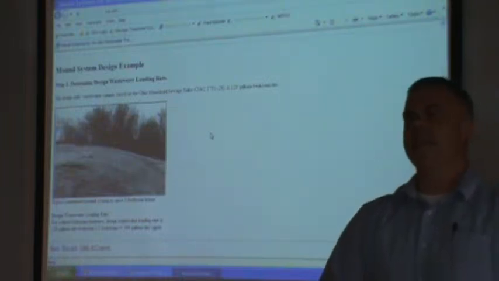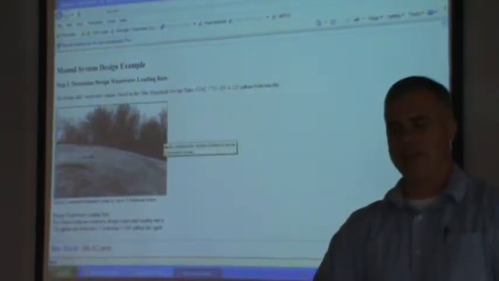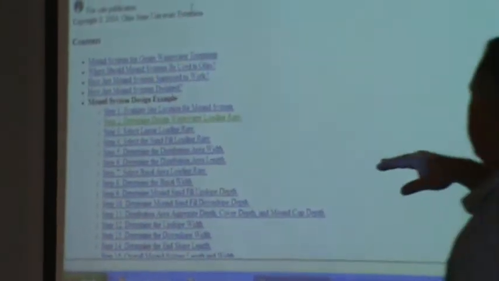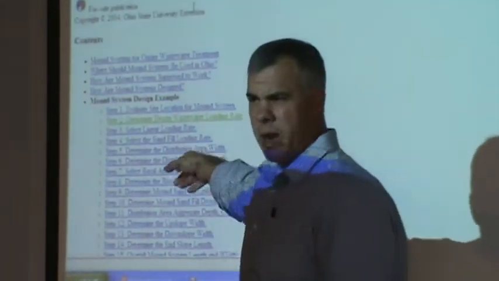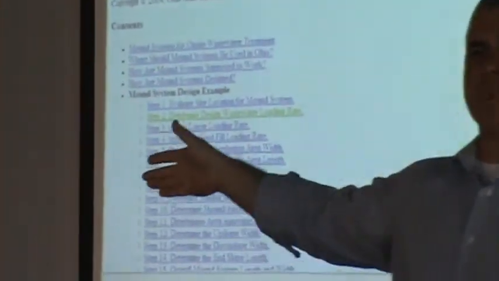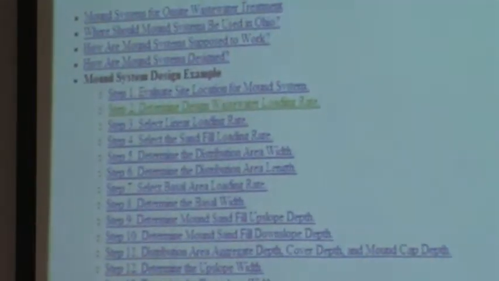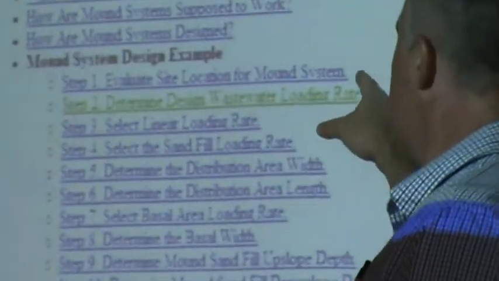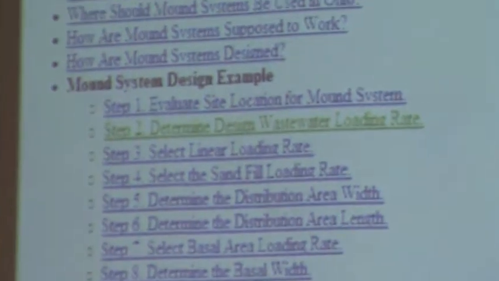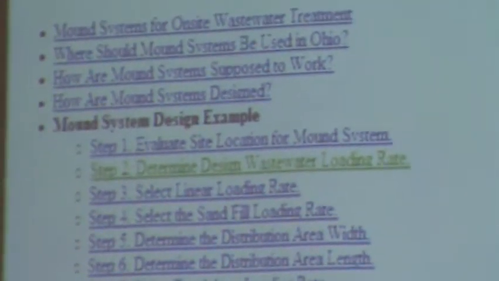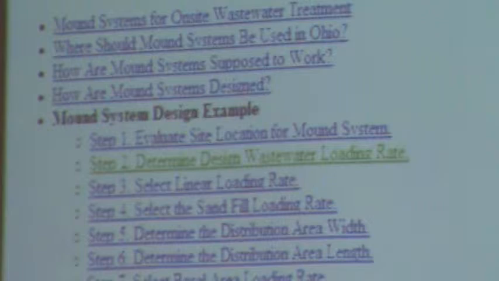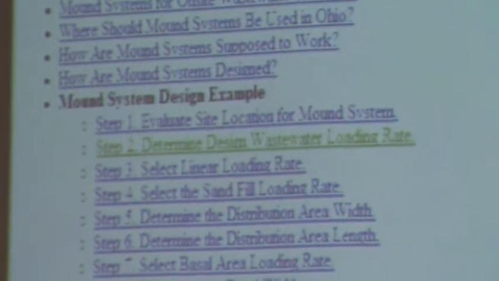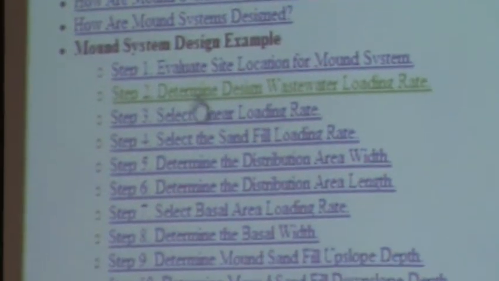Some of the stuff in the beginning of the manual pertains to things you don't even have to worry about. So for the example here, determine wastewater loading rate. Well, we already told you what that is. 120 gallons per day per bedroom. Bingo, you got it. Linear loading rate. We're going to give you that on the site evaluation form. So if you follow her manual, you're going to jump all the way to several steps ahead.